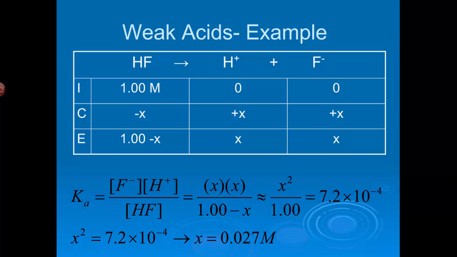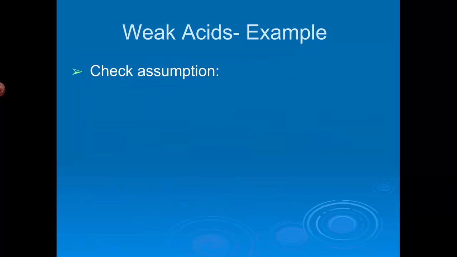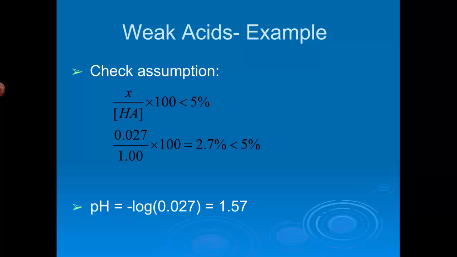X comes out to be 0.027. And so if we check 0.027, we are going to divide 0.027 by the initial concentration of the acid, 1 times 100 is 2.7%. So yes, our assumption is validated. Okay. So the concentration of H plus is what X was. So we just take the negative log of that and we get a 1.57 for our pH.